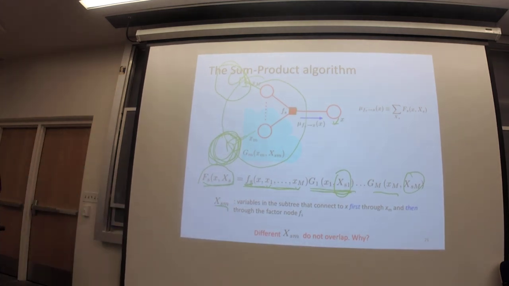So let me read this definition again to ensure that you're not confused at this point. X_sm are the variables in the subtree that connect first through xm, and then through the factor node fs, then to x. So this is just the subtree with xm as the root, which connects to fs and then to x.